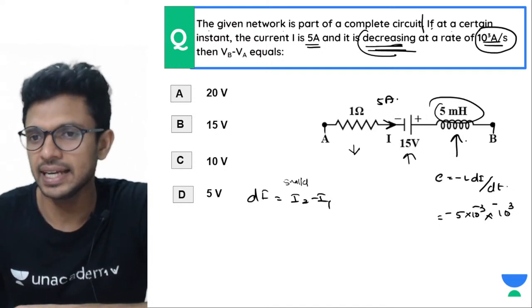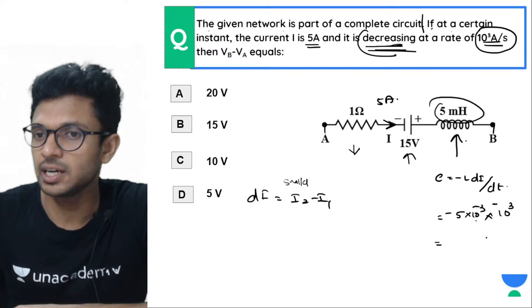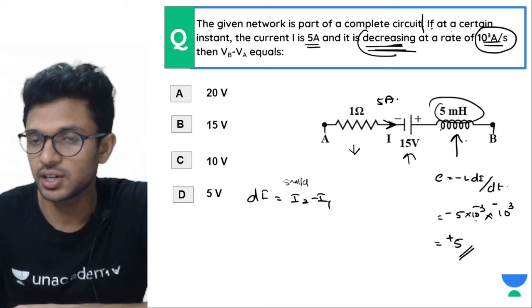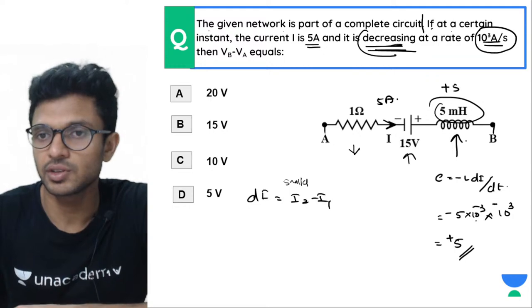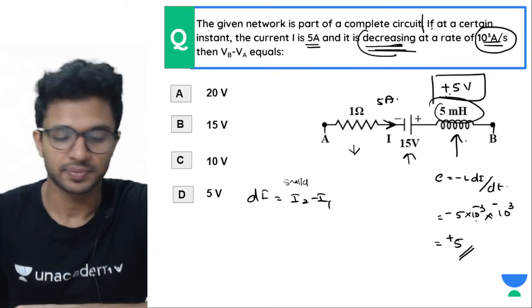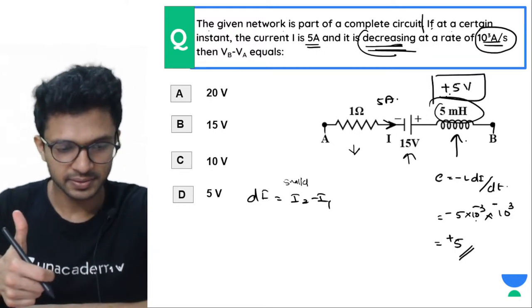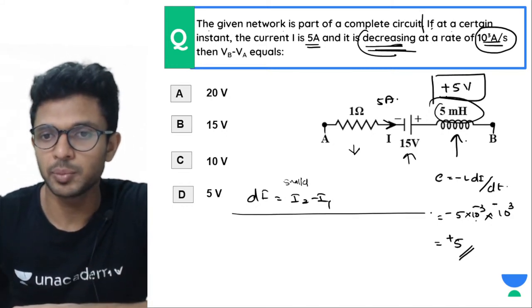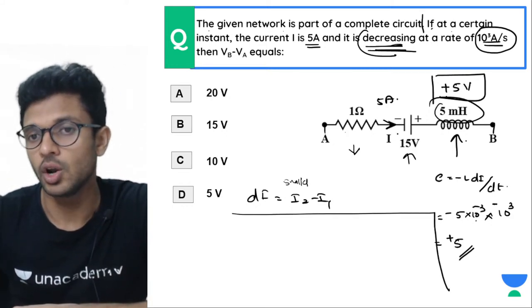So look, this negative and this negative cancel. 10 power minus 3 and 10 power plus 3 cancel. So the potential difference across the inductor is plus 5 volt. Done? Clear? Okay. Now we have the potential difference across all the devices.